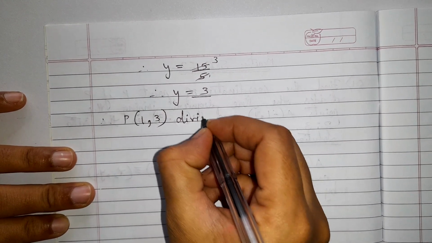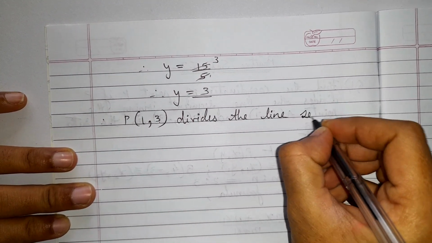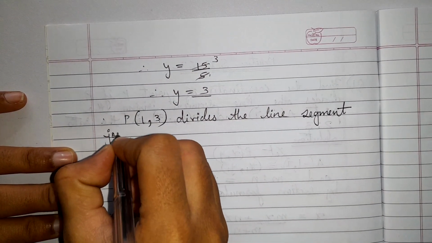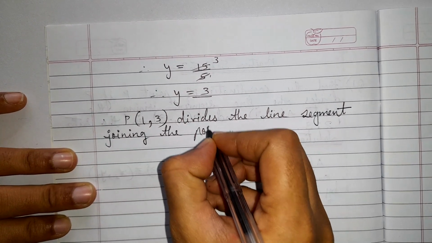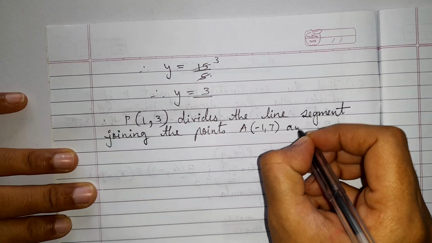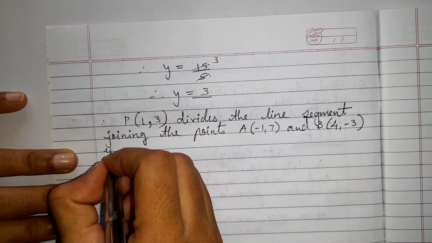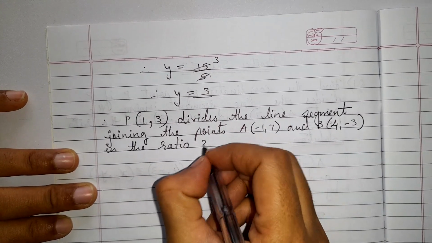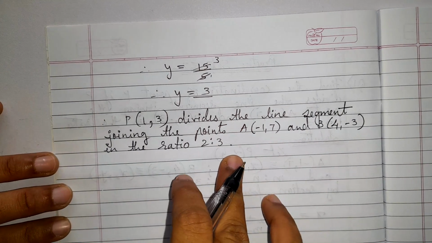Divides the line segment joining the points A (-1, 7) and B (4, -3) in the ratio 2 is to 3. We conclude the problem in this way.